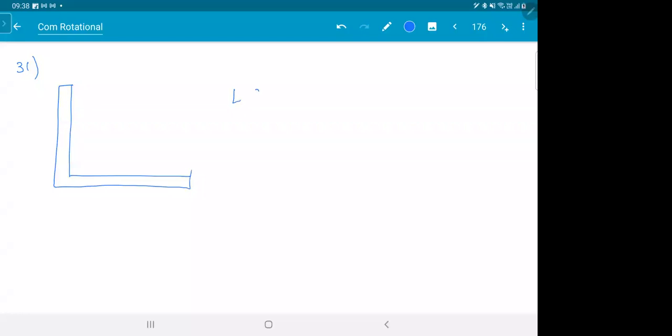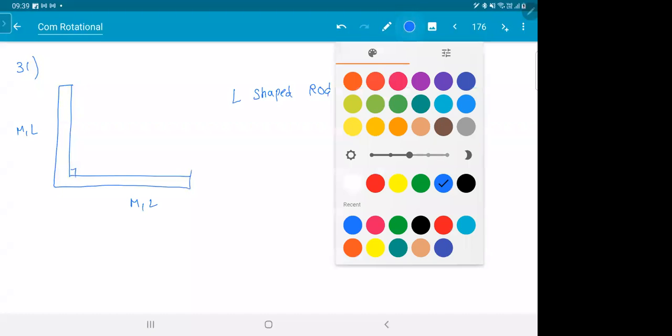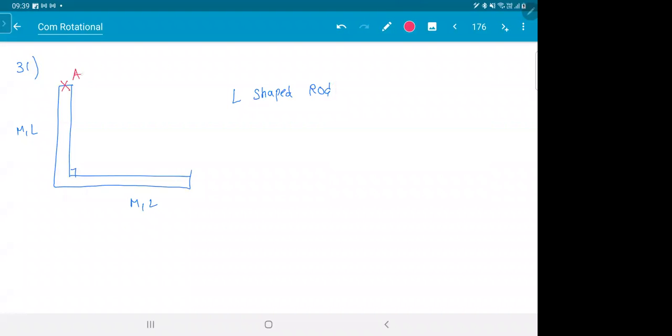L-shaped rod. Mass M and length L, mass M and length L. This is point A. Cross meaning into the plane, meaning this is rotating like this, the L shape. Are you getting how it is oscillating? Find I_A.